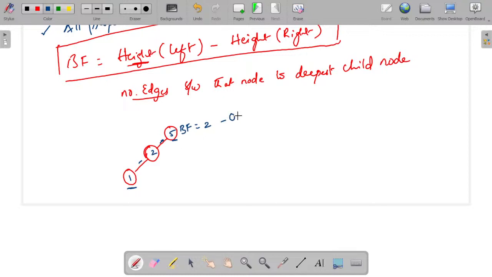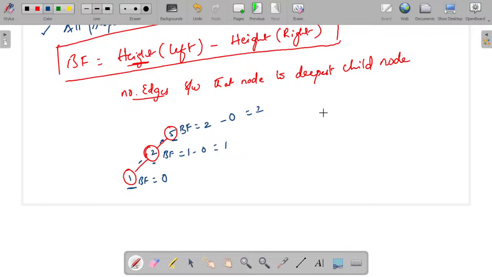So now the balance factor for this node will be 2, and for this particular node it is going to be 1. Why 1? Because on the left side we have one edge to the deepest child node, and on the right side we don't have any nodes, so it is 0. So it is 1 minus 0, and we end up with 1. And for this particular node we don't have any left child or right child, so the balance factor will be 0. So this is how you compute the balance factor for any given node.